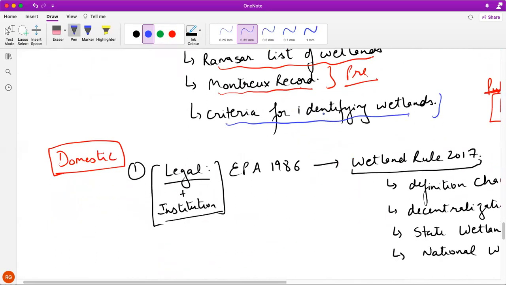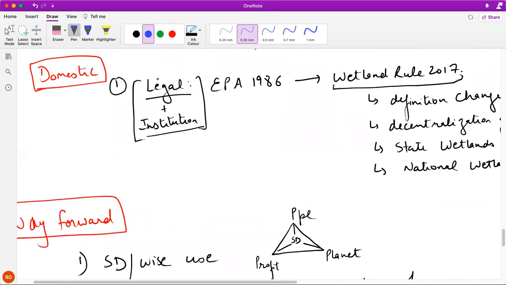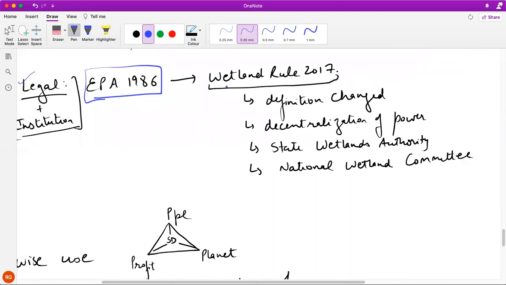Then at domestic level, what we have taken first of all is legal step. We have set up a law, Environmental Protection Act 1986. Under this, we have framed Wetlands Rules 2017. Earlier it was 2010. In 2017, it was amended. So what were the main features? Basically, it changed the definition of wetlands. So now it no more includes paddy fields, human structures for drinking, aquaculture areas, salt production areas, and recreational areas. So these areas are no more included in the definition of wetlands. So because of this, 65% of wetlands were excluded.